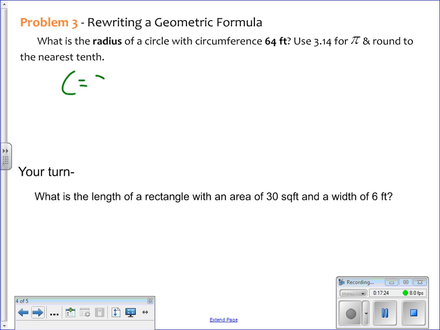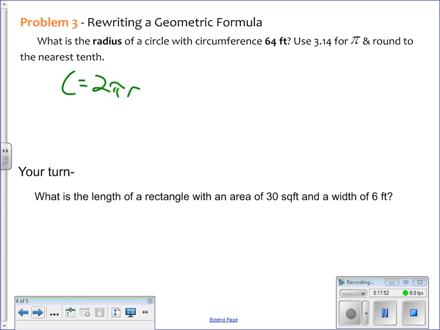Circumference equals 2 pi times the radius. Right? Okay, that's the formula that's on the front. I want to find the radius, which means I need to get r by itself first and then plug the numbers in. Okay? So, 2 pi r means 2 times pi times r.